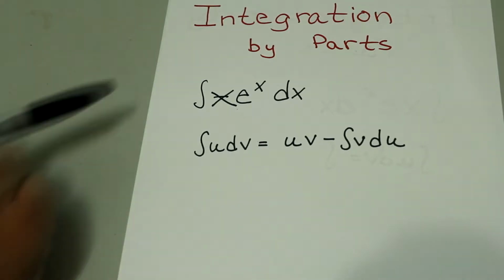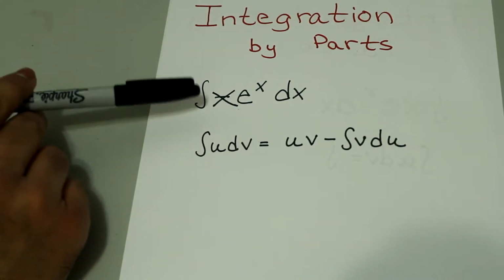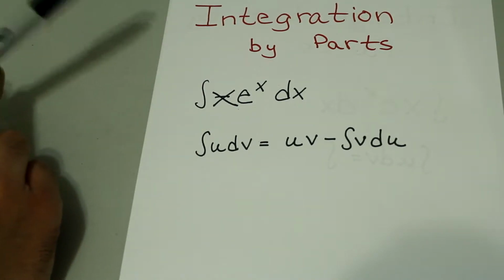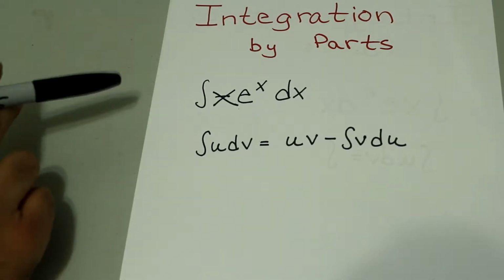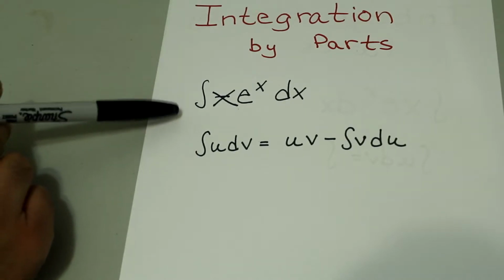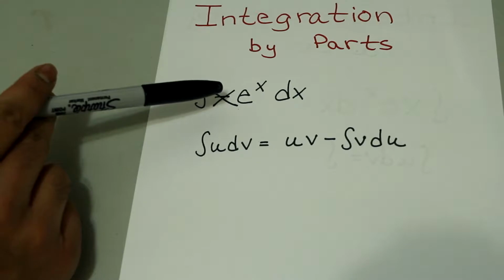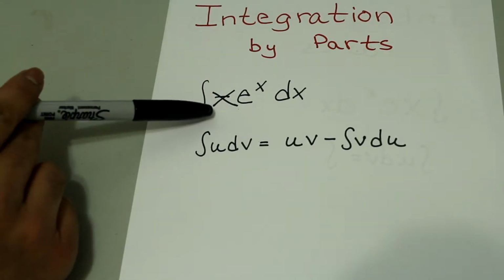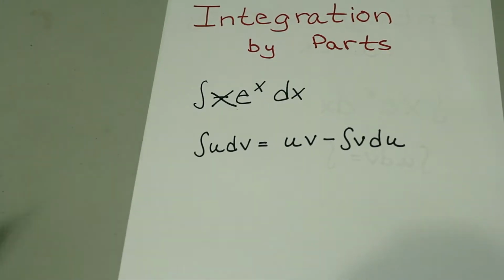For example, if you look at this problem, integral of x times e to the x dx, we can't just integrate it normally, and we can't use u substitution, because if you set u equals x, what would happen to the e to the x, or if you set u equals e to the x, what would happen to the x? In this case, we just use this formula.